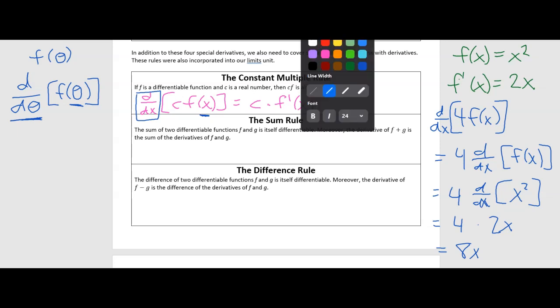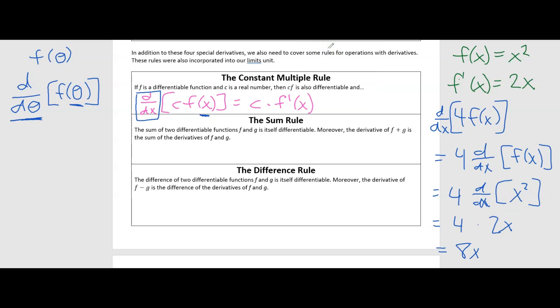Okay, the sum rule. This one's pretty straightforward. The sum of two differentiable functions f and g is itself differentiable. Moreover, the derivative of f plus g is the sum of the derivatives of f and g. So let's put this into symbols. The derivative of a sum of two or more functions, I'm just going to say two functions for now, is just equal to the sum of the derivatives of the individual functions. So that's equal to f prime of x plus g prime of x.